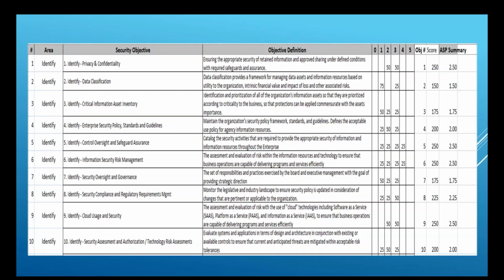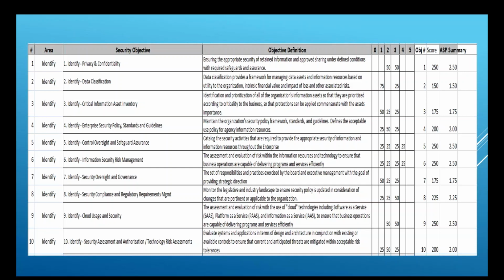Number 10, security assessment and authorization technology risk assessments. And this is where we're talking about evaluating the systems and the applications and the way that they're designed and the architecture that's existing to provide controls within those current applications and systems that we have, and how we anticipate we can mitigate threats with an acceptable risk tolerance.